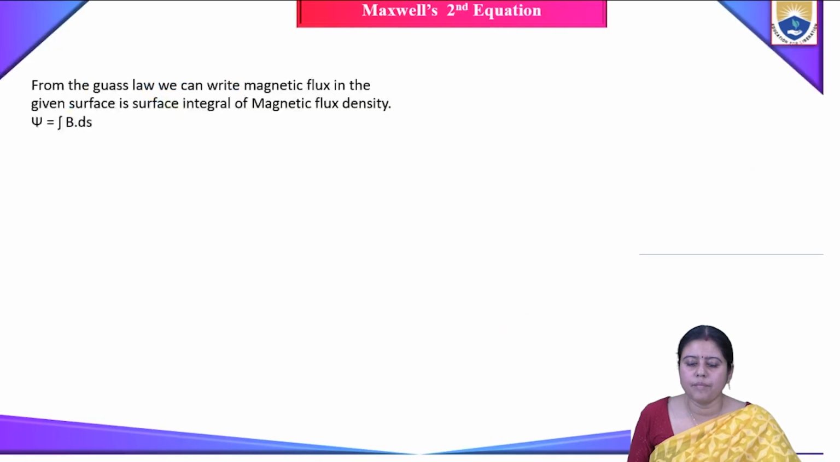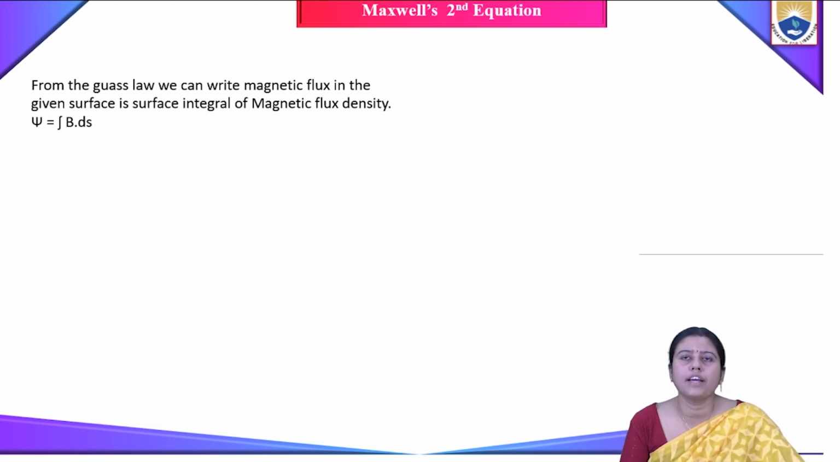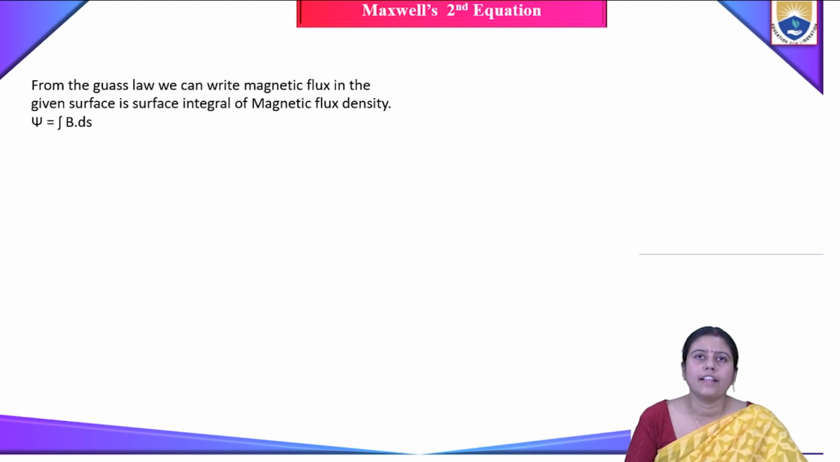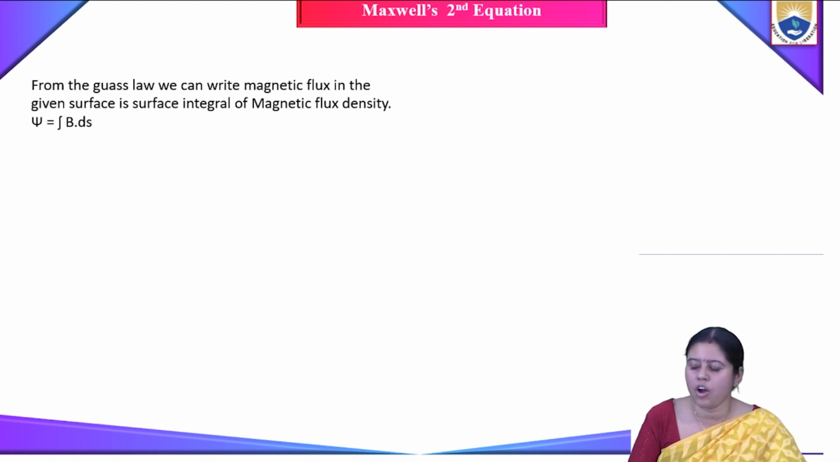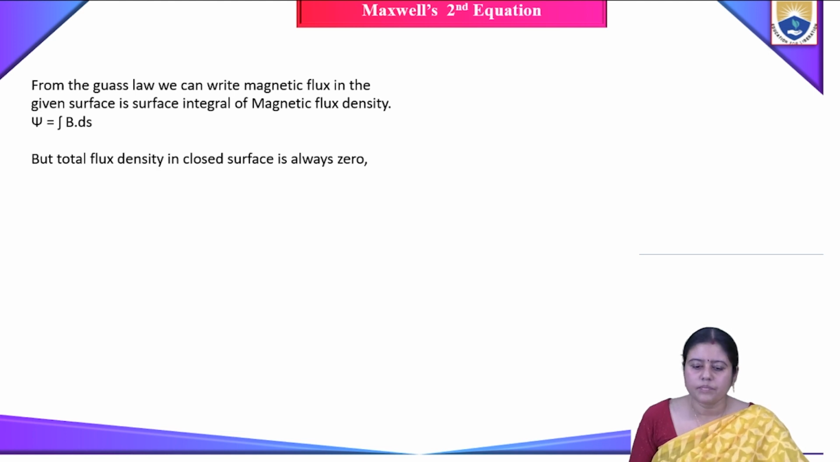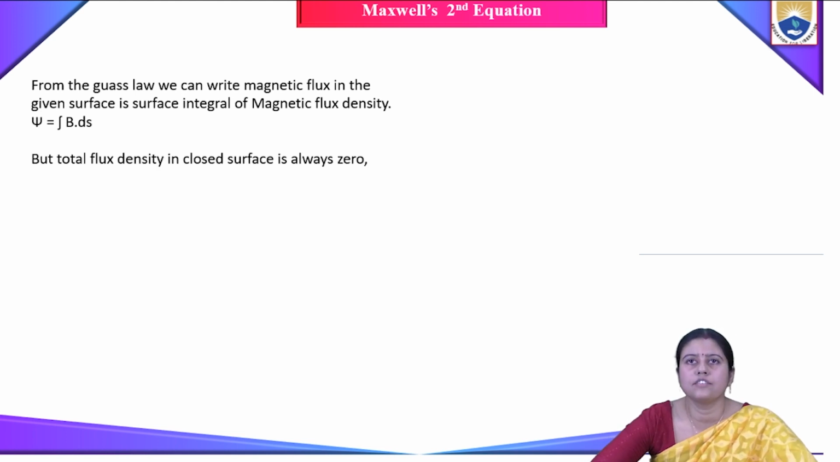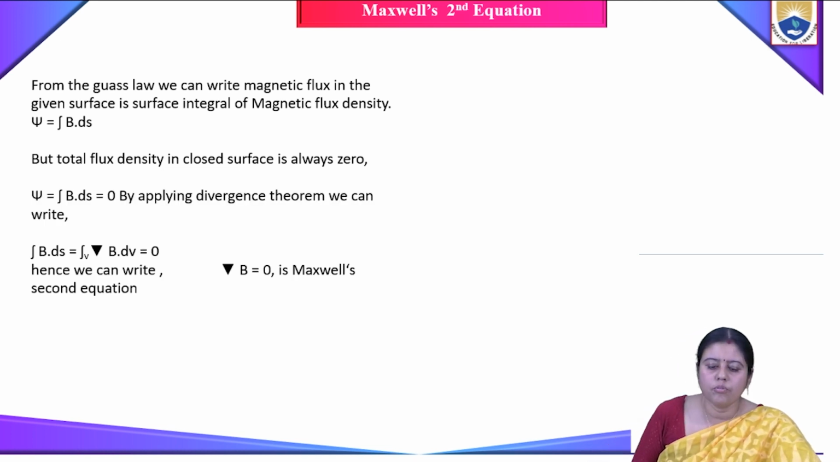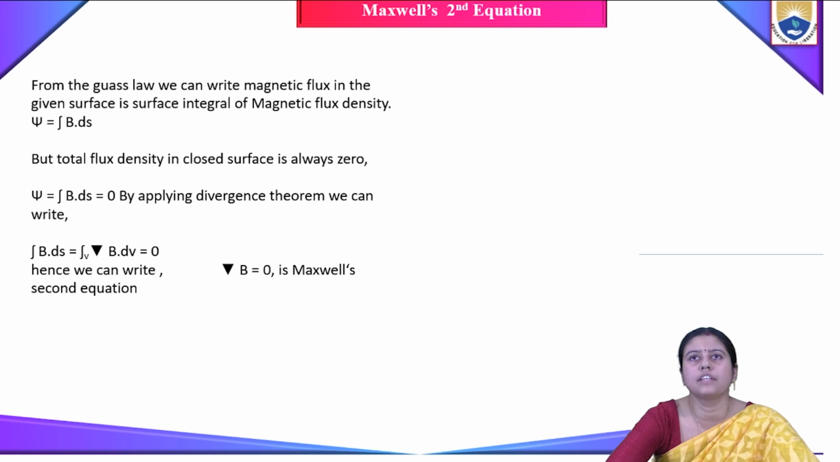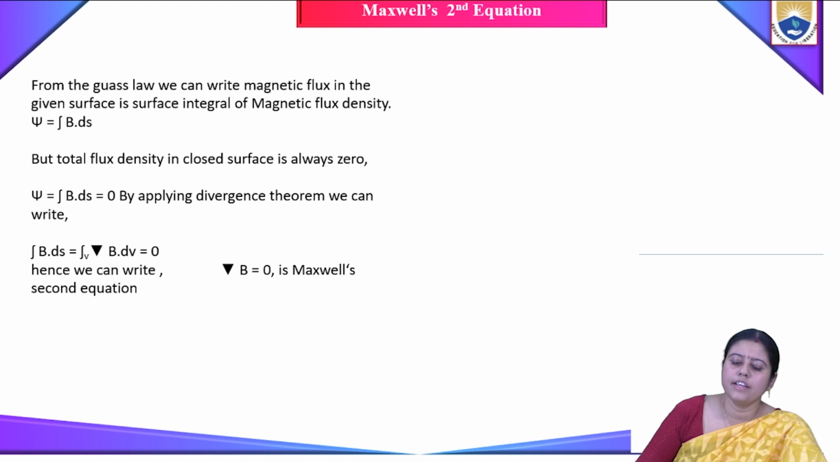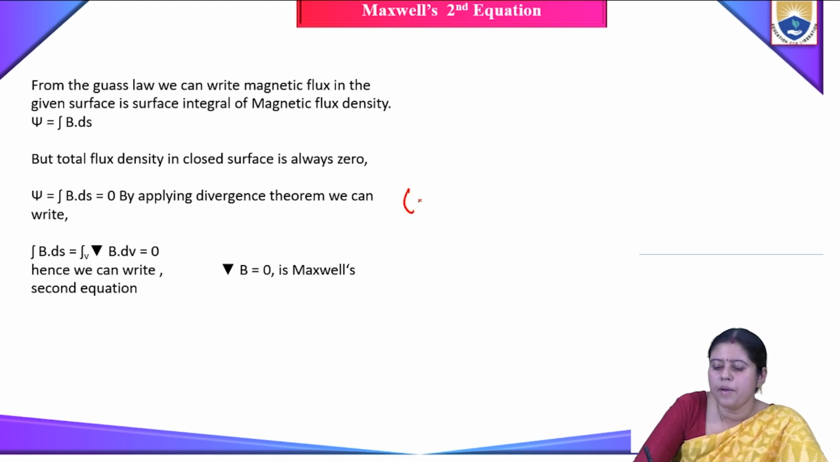Now we will discuss Maxwell's second equation. From the Gauss law, in the second equation, we can write that the flux psi is equal to the integral of B dot dS. But the total flux through a closed surface in a magnetic field is always 0. So we can write psi is equal to the integral of B dot dS is equal to 0. This is Maxwell's second equation in the integral form.